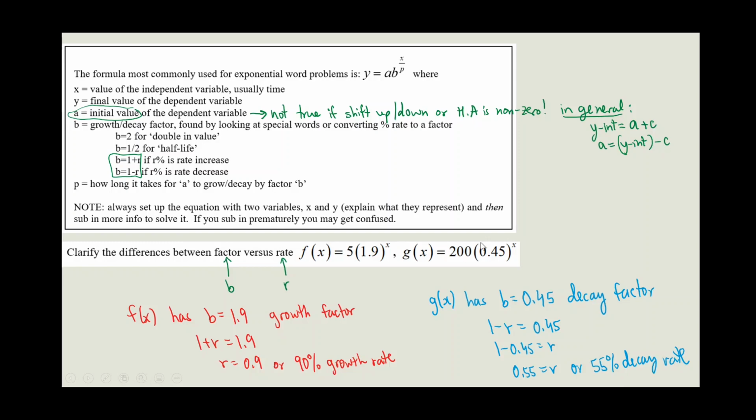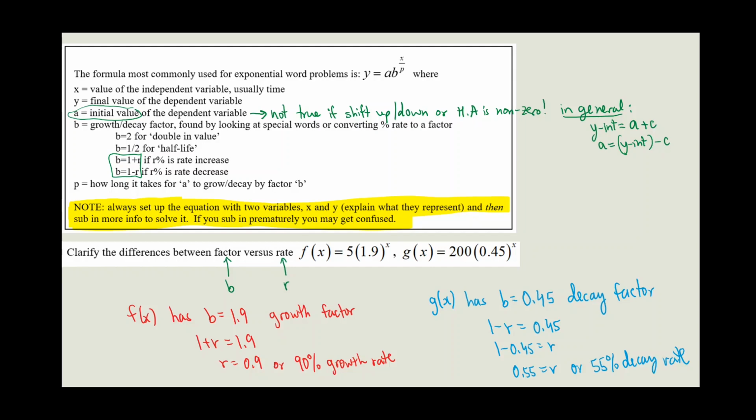So let's do one more note here that I didn't read. We'll do an example that actually demonstrates this. The note says, always set up the equation with two variables, x and y, and make sure you have let statements for what they represent. After the setup is done, use the additional information provided in the question to solve it. Sometimes students use all the numbers provided right away, and they get confused about where the numbers go. So let's demonstrate that with an example.